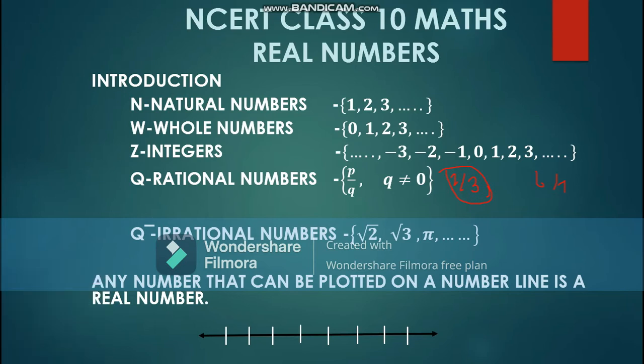Suppose we take the value root 2. Its value is 1.414. On this number line, this value is 0 and this value is 1. So 1.414 can be plotted somewhere here. In the same way, minus 2 can be plotted here. So any number that can be plotted on a number line is a real number.